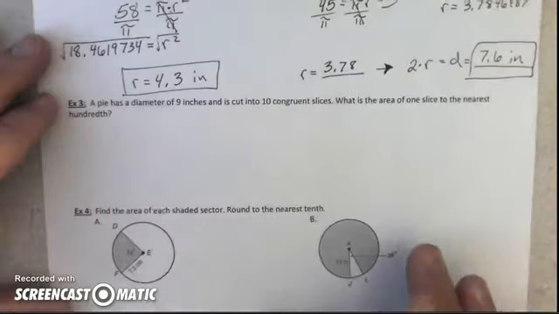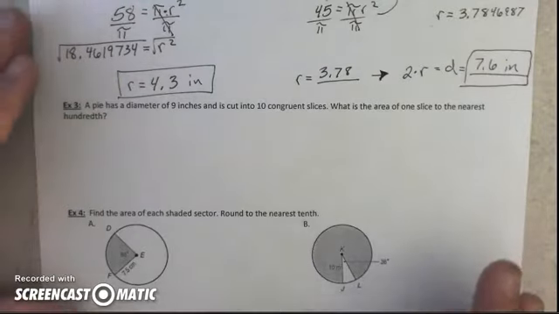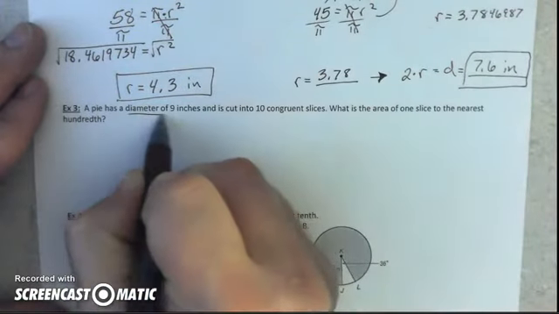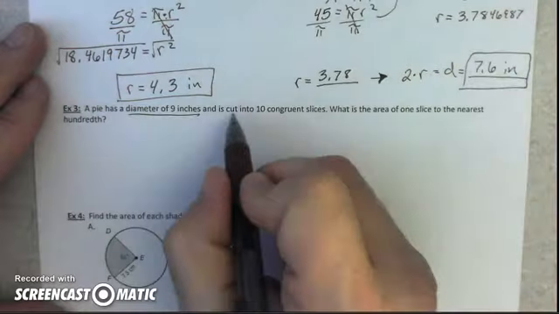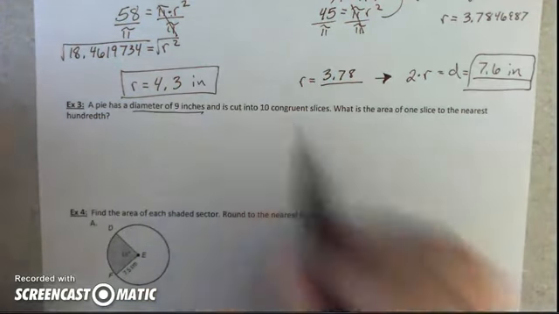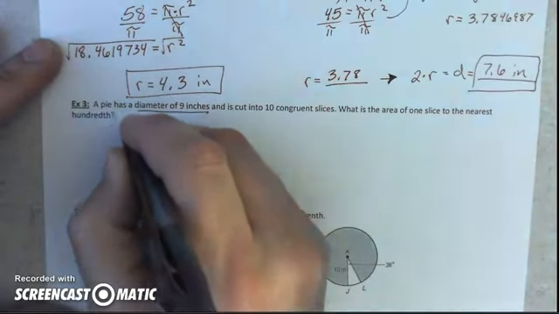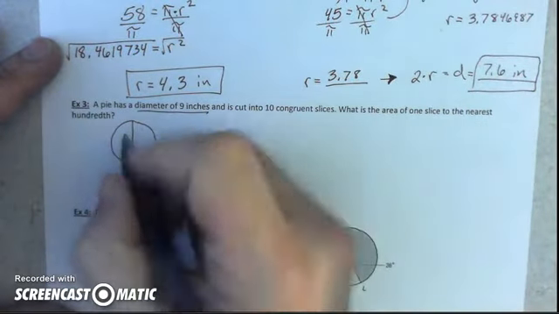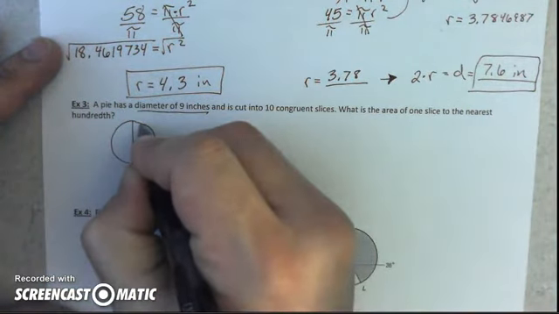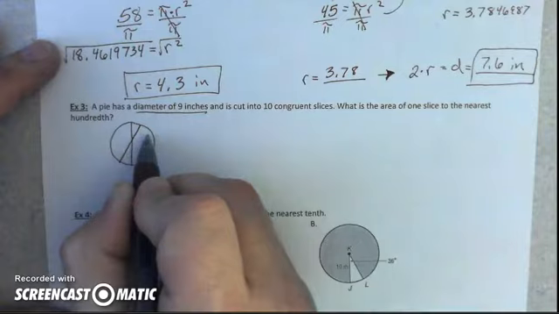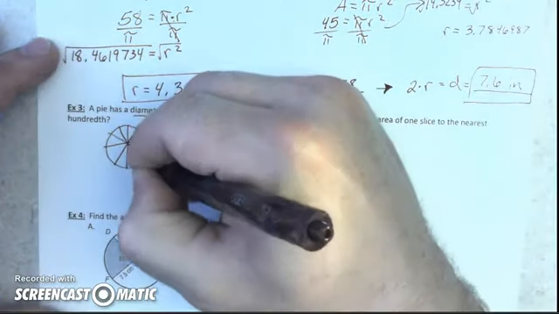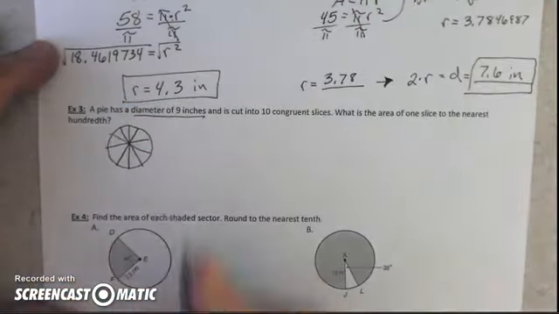All right, a few more examples here. Now we are going to move on to talking about sectors, and I use the example of a pie. We are given that a pie has a diameter of 9 inches, and we can cut that into 10 congruent slices. Now, I'm going to draw this for you. Okay, I'm going to cut it into 10 congruent slices. Okay, those don't look congruent, but they are 10 slices.